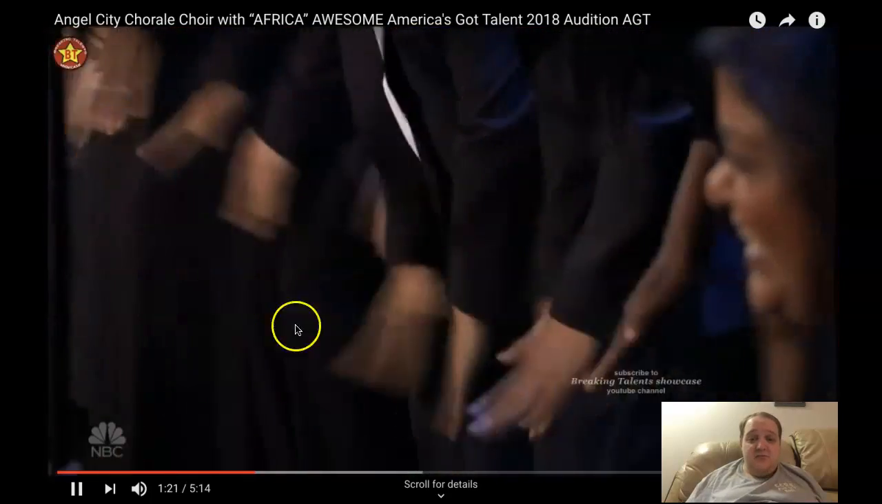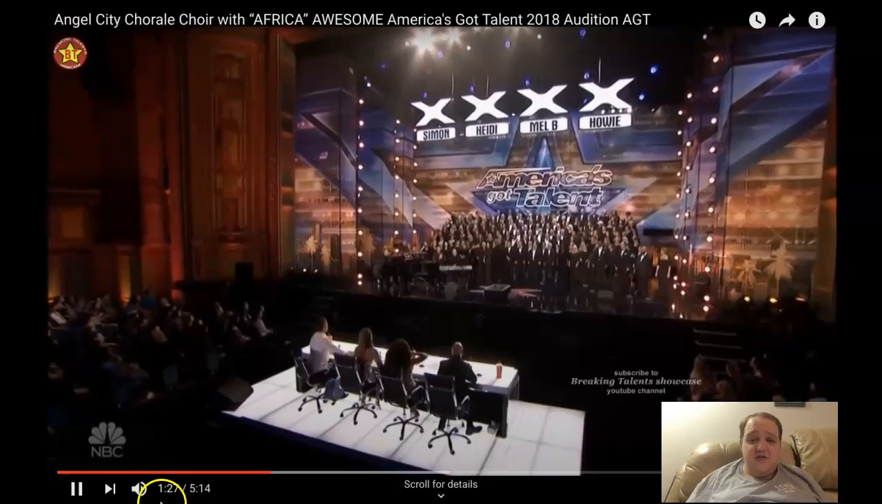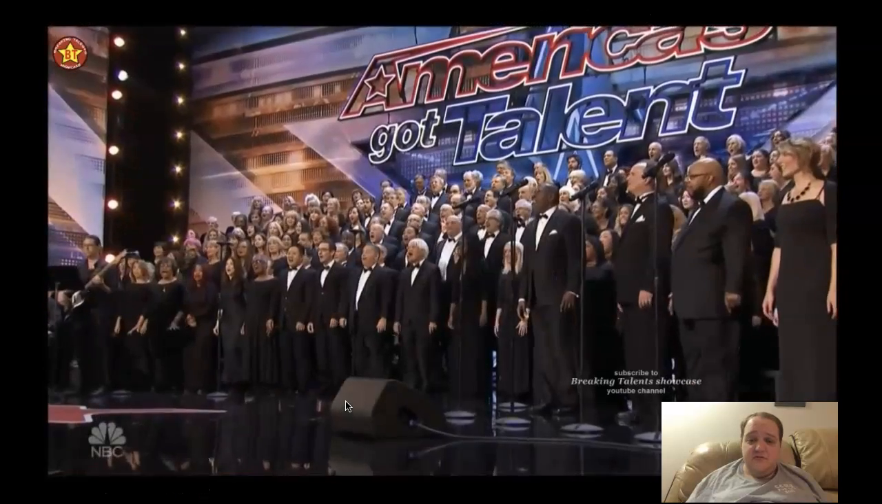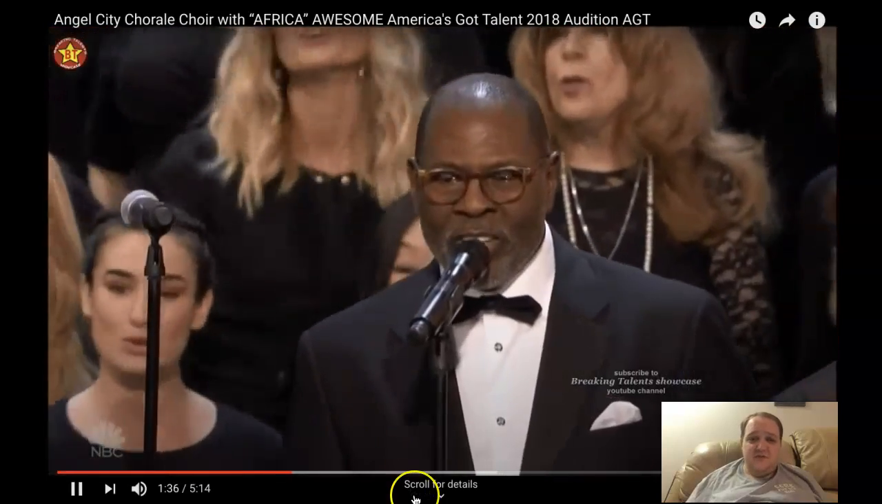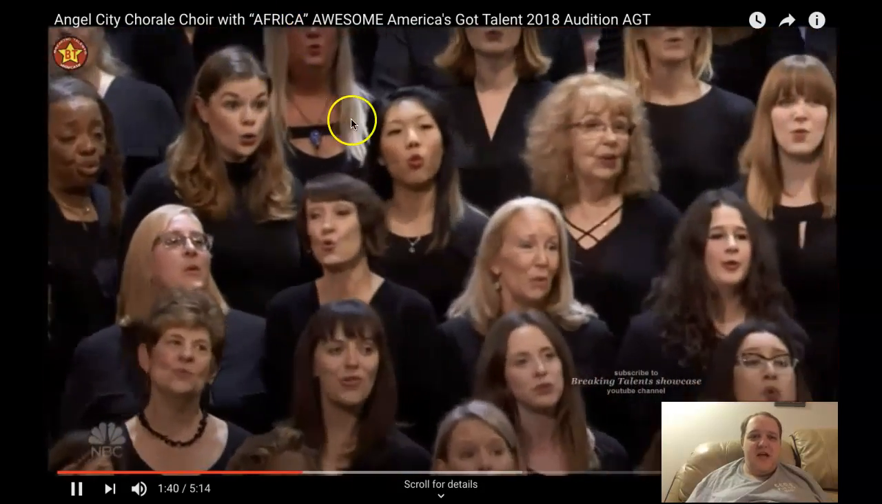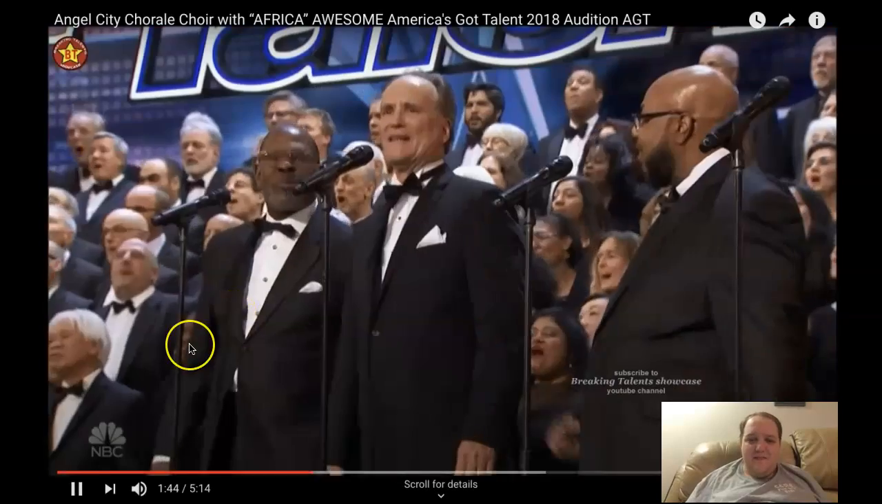See how everybody's working together? Yep, they're making the sound of thunder. Anybody guess what this song is called? Oh, okay, the title's up there. Africa by Toto.